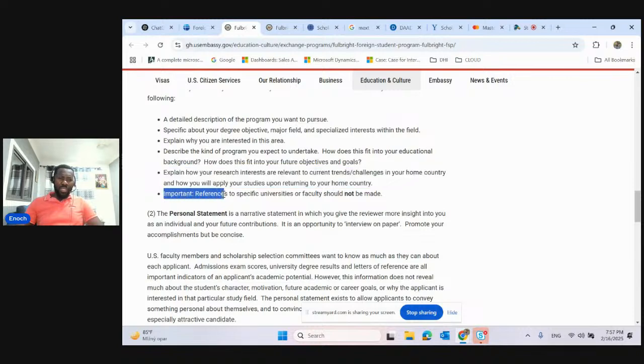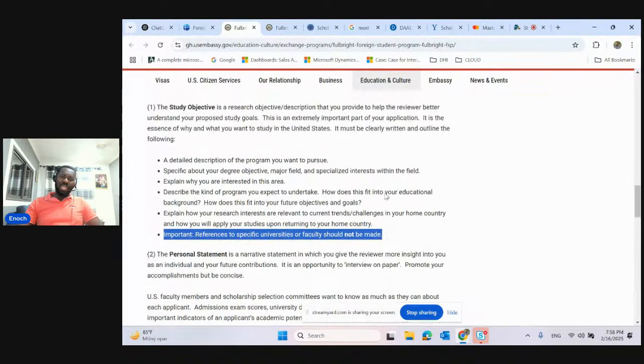Important references to specific universities or faculty should not be made. So here they are saying you shouldn't make references to any specific faculty member or a specific university. So write a general one. Since this one is not a self-placed one, but an IIE placed one, it is important to make sure that you keep to these specific instructions.